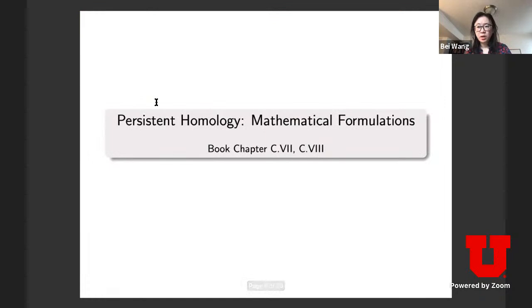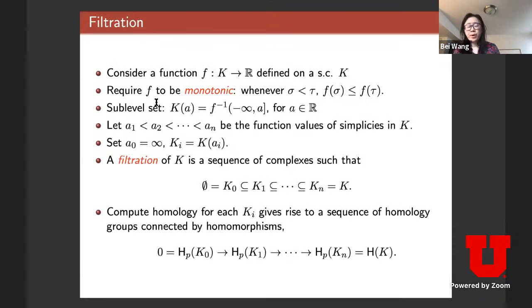And the starting point of a filtration is that, whenever I talk about filtration, I normally mean a filtration of simplicial complexes, okay? So what I mean by that is, remember what a simplicial complex is? A simplicial complex is a collection of vertices, edges, triangles, tetrahedrons, and so on and so forth.